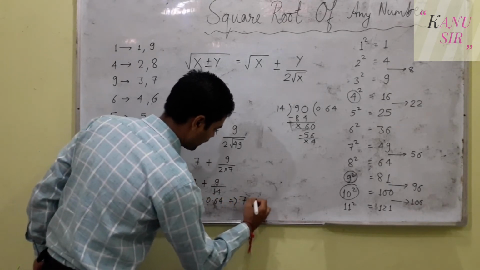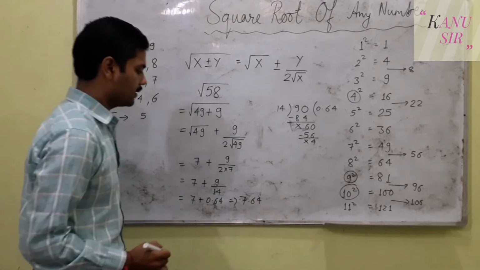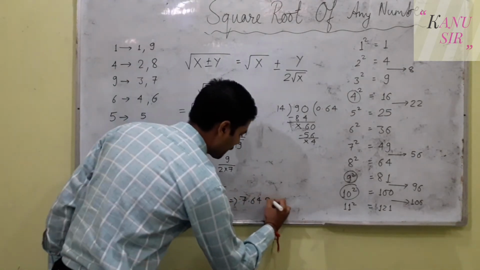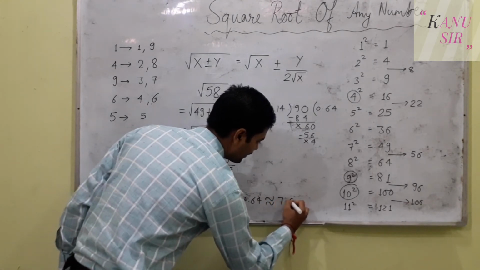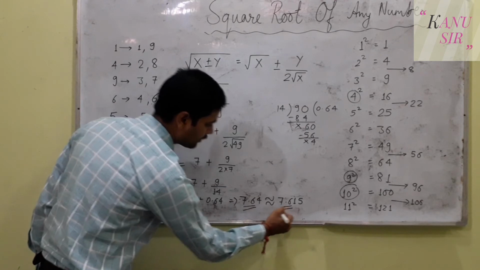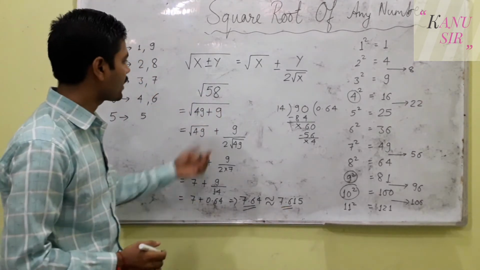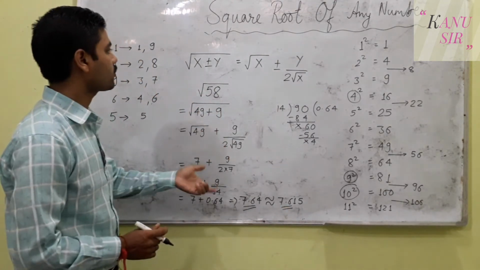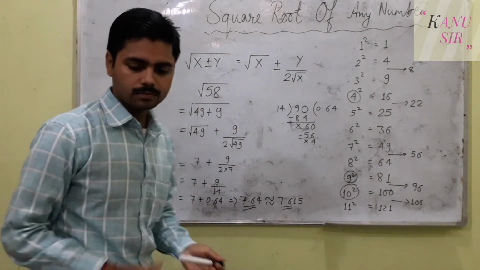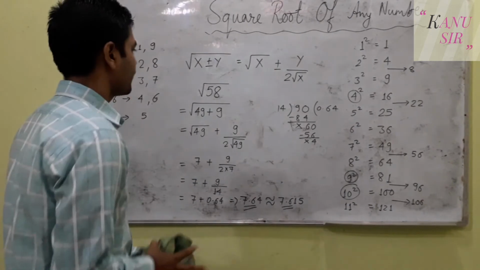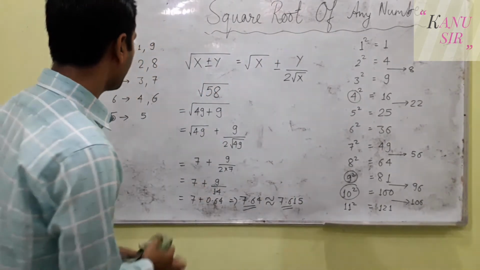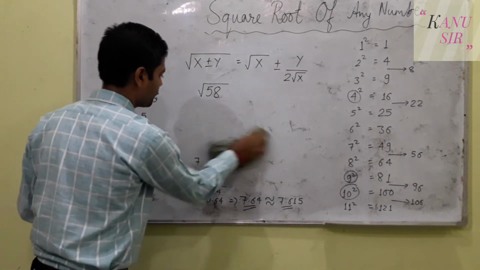the answer comes 7.64, and the answer in your calculator is 7.615. So the answer is almost closer to the answer from your calculator. So you can follow this method to find the square root of a non-perfect square number. Now let us take another example, or I want to remind you by taking the same example with minus form.